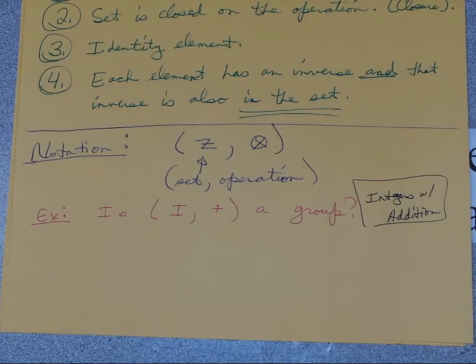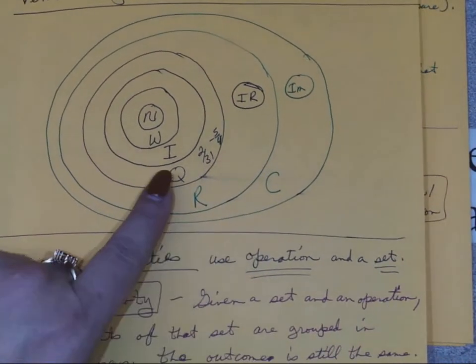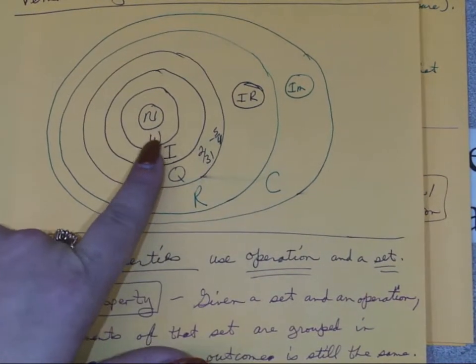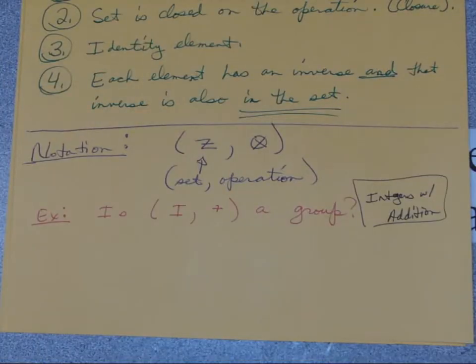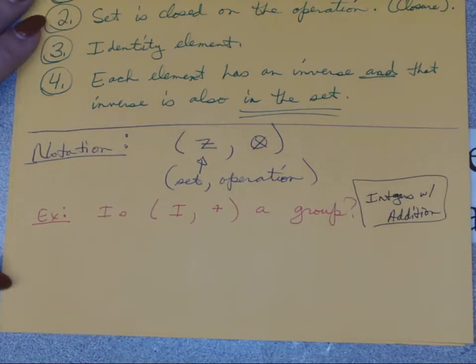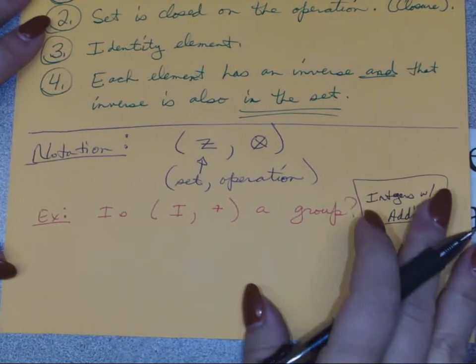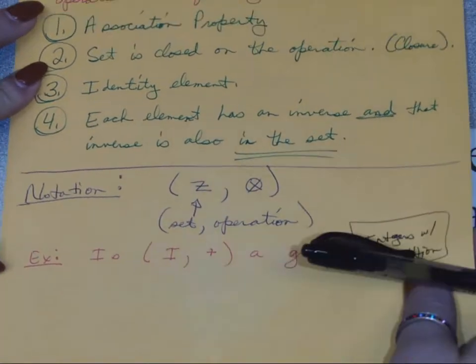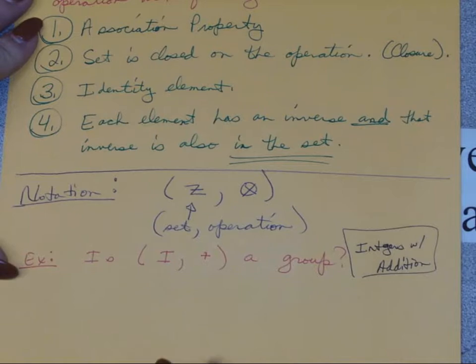So this is integers with addition, and remember, integers was right here: natural numbers, whole numbers, and their negatives. Somewhere in your notes you should have that. So whenever I'm dealing with addition there, can I hold these 4 properties that are up here? Do they hold true with that particular grouping? So number 1 is associative.